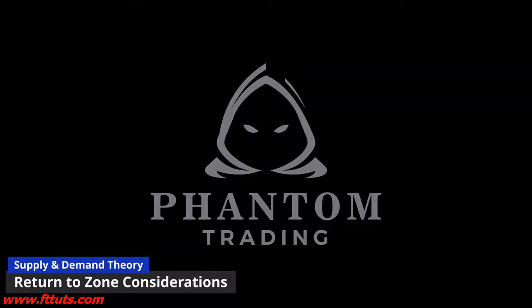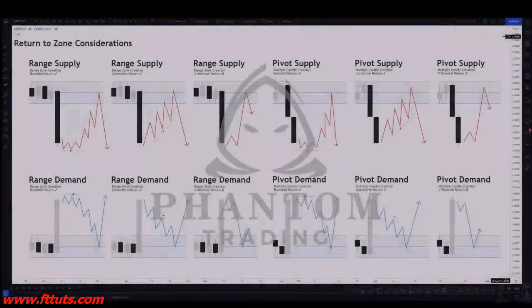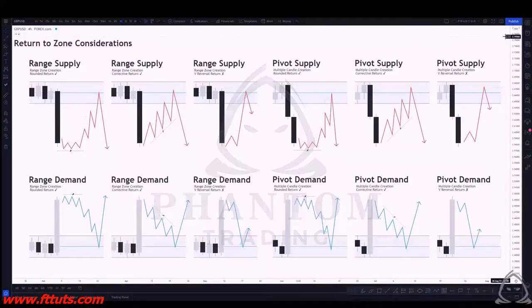Now that we understand how supply and demand zones are created, how we map them, and the different ways that we can map them, the next most important thing is to understand how price is returning to the zone that we are looking to trade and what that may imply for our trade in question.